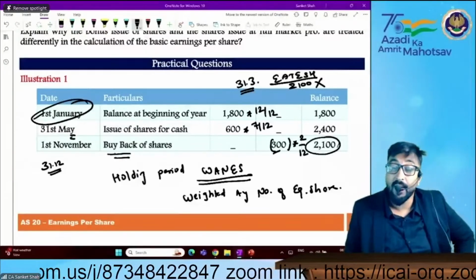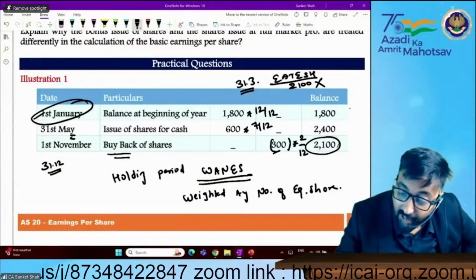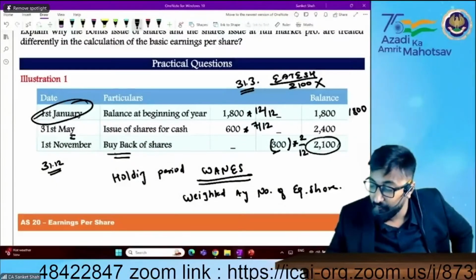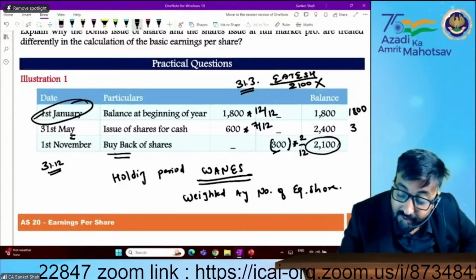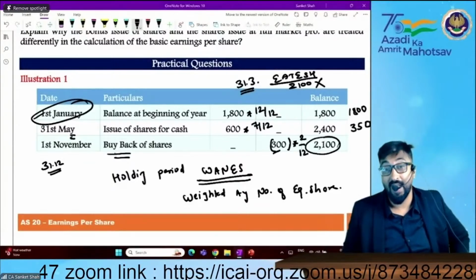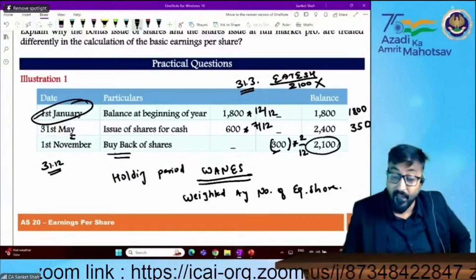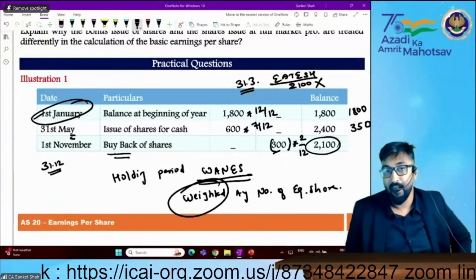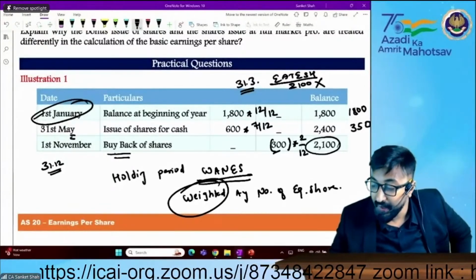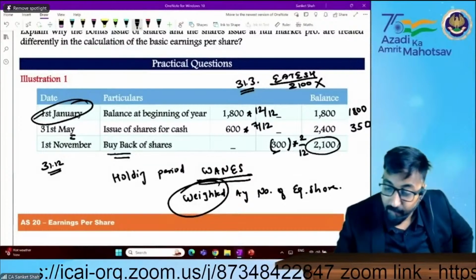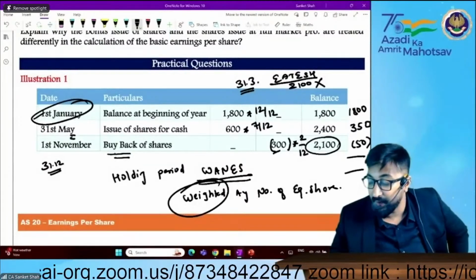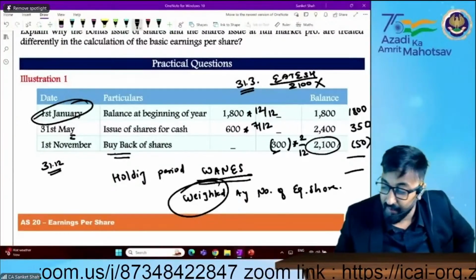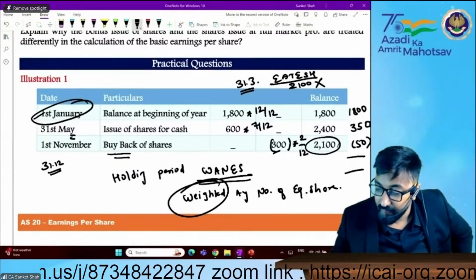So should I divide by 2100? No. I should divide by 1800 for the full 12 months. 600 into 7 divided by 12 is 350. This is equivalent to 350 shares according to their holding period. So holding period means weighted average number of shares. And 300 into 2 by 12 is 50, which I will take as a negative figure.